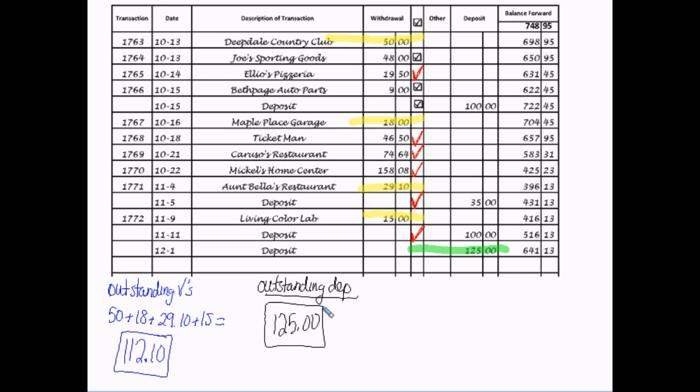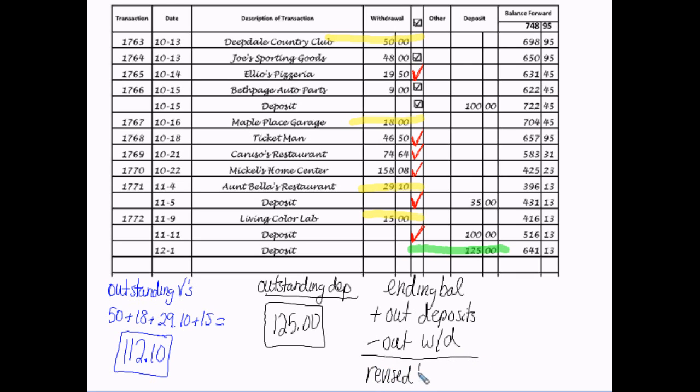So you've checked off everything that's on the statement. You add up all of the checks, debit card, ATM, or whatever that are outstanding, and you add up the deposits that are outstanding. Then you perform some calculations where you take the ending balance of the statement, add outstanding deposits, and subtract outstanding withdrawals. What you get is what's called the revised balance. This ending balance came from the statement, so just write that from the statement.